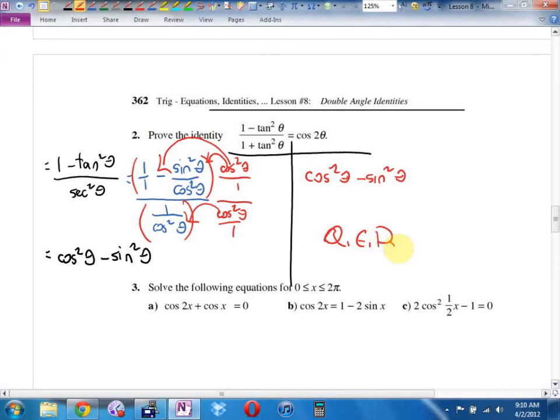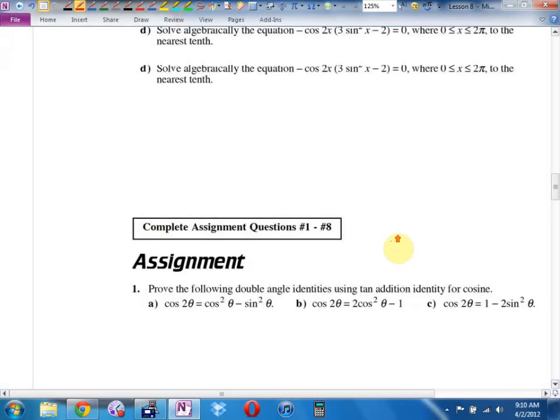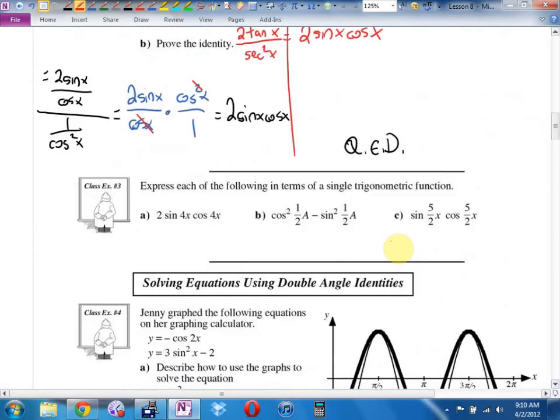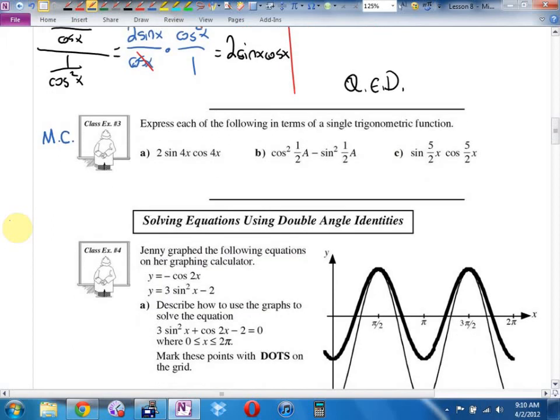Weird questions. Turn back, if you would, please, to page 360. Example 3. I'm going to write MC next to there. That's your hint that on the test these will be multiple choice. Vlad, can you read A to me, please? Out loud. Nice big voice.